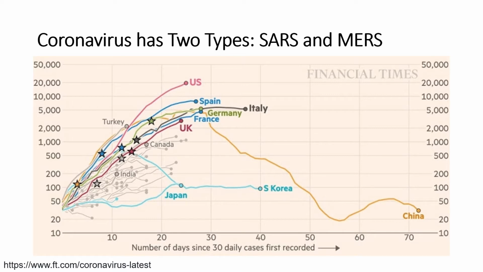There are two types of coronavirus: SARS and MERS. SARS stands for Severe Acute Respiratory Syndrome Coronavirus, and MERS stands for Middle East Respiratory Syndrome Coronavirus. This article mostly focuses on MERS. It talks about SARS a little bit, but for the most part, we're going to spend time on MERS.